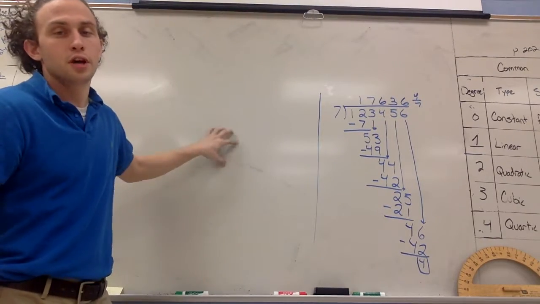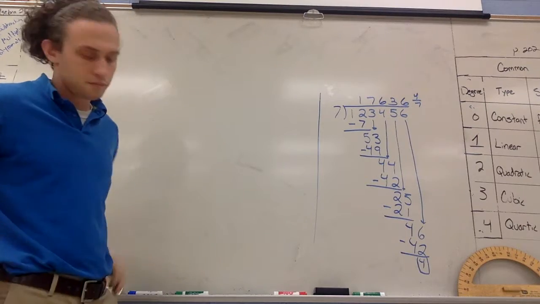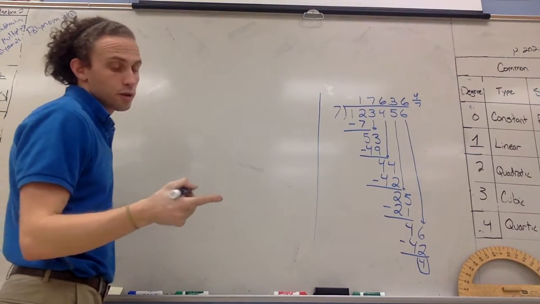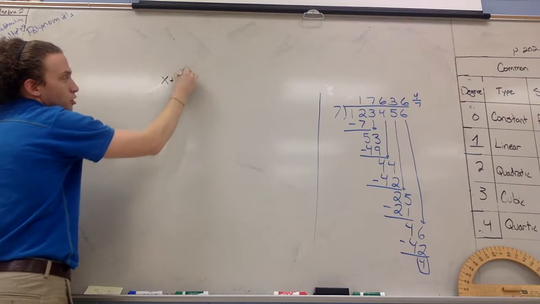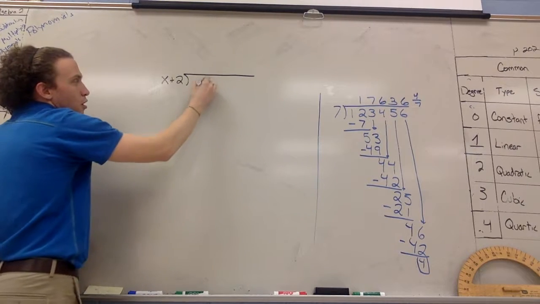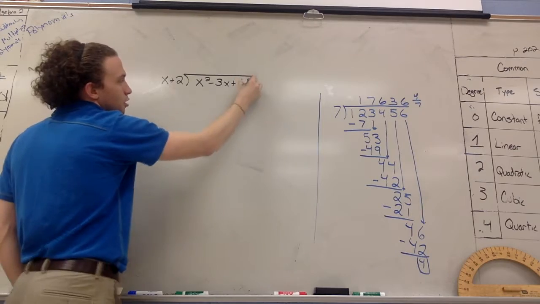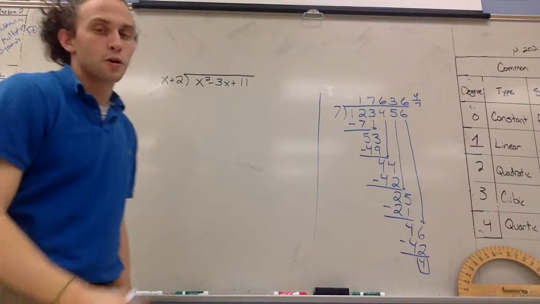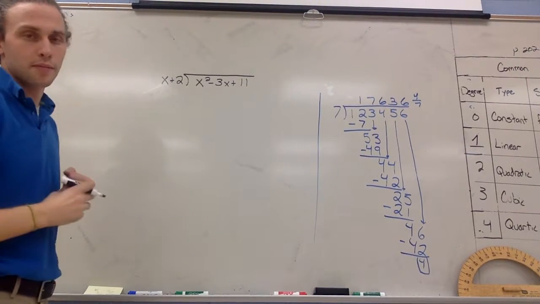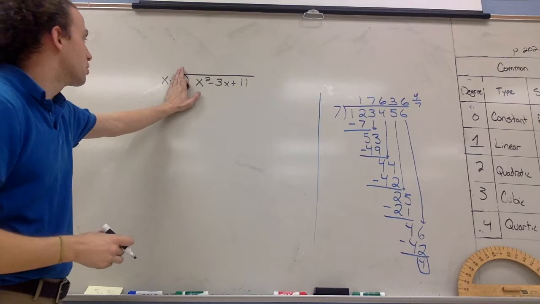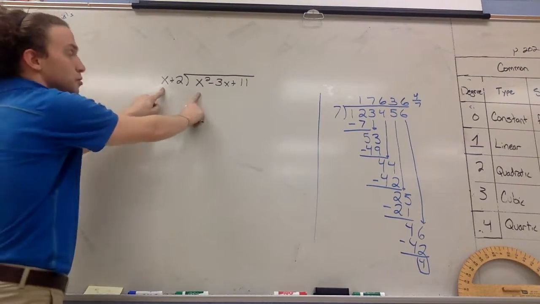So on this side over here, I'm going to do long division now with polynomials. So first, we're going to have something like this. x plus 2 goes into x squared minus 3x plus 11. Okay, so this looks complicated, I understand, but it's the exact same idea. We don't care about this 2 right now, and we don't care about the 3x plus 11 right now. All we care about is these first terms.